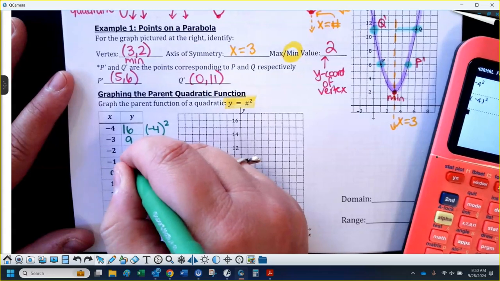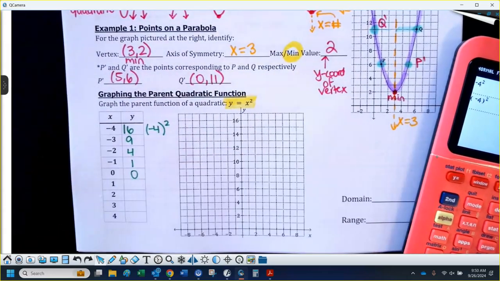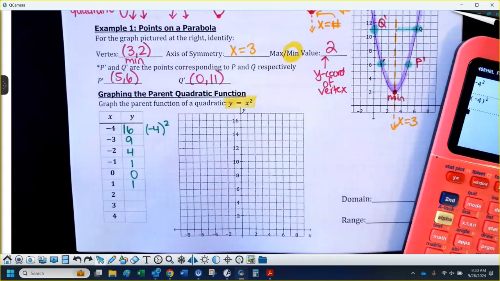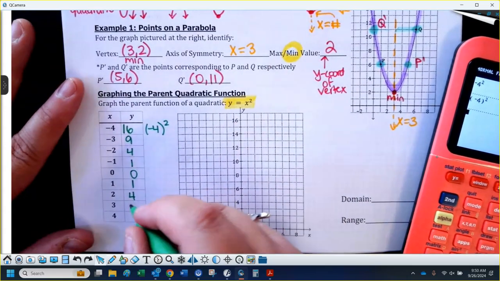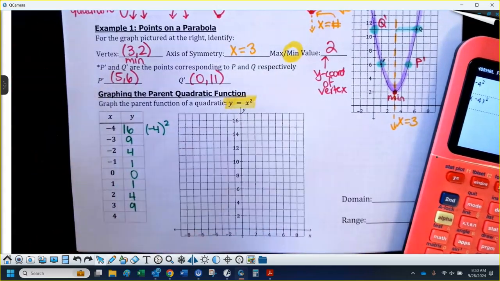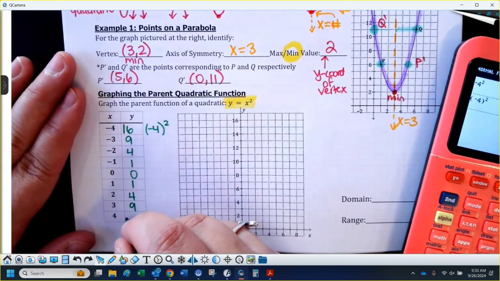If I square -2, we get 4. If I square -1, we get 1. 0 squared is just going to stay 0. And then what you'll notice, positive 1 and negative 1, the x-coordinates, they will have the same y-coordinate. So if I square 1, I get the same thing as if I square negative 1. If I square 2 or negative 2, both of them are 4. If we square 3, we get 9. Square negative 3, we get 9. This creates that mirror image, and your axis of symmetry would be the y-axis here.